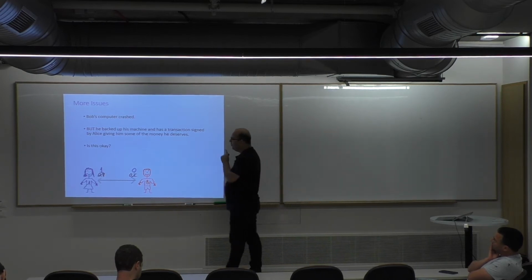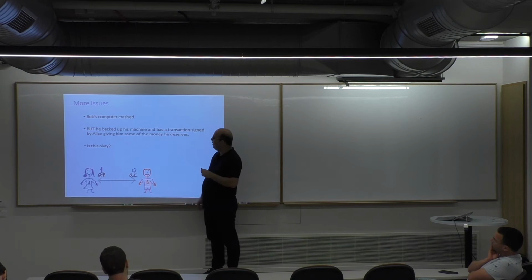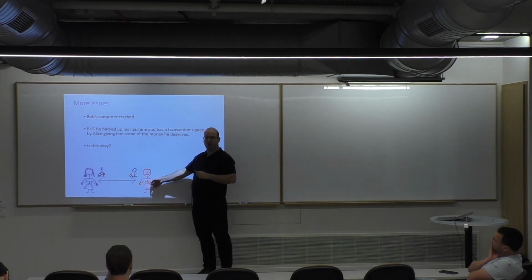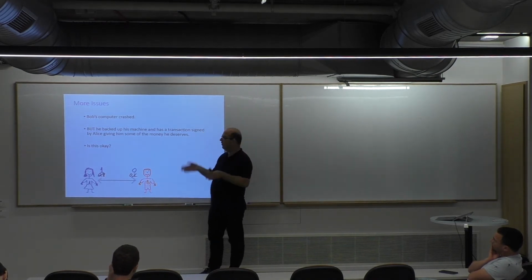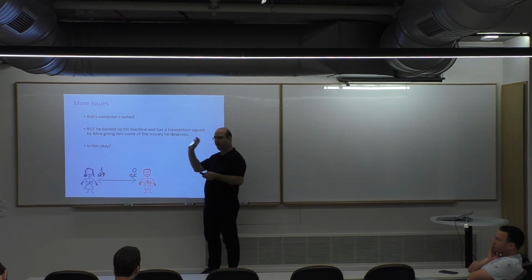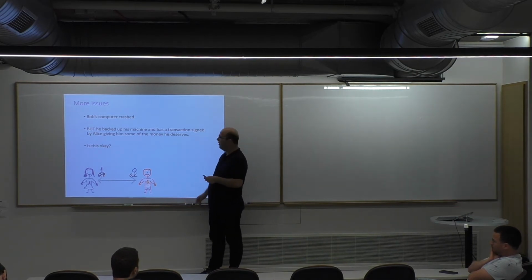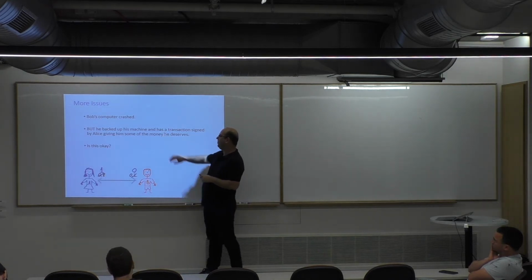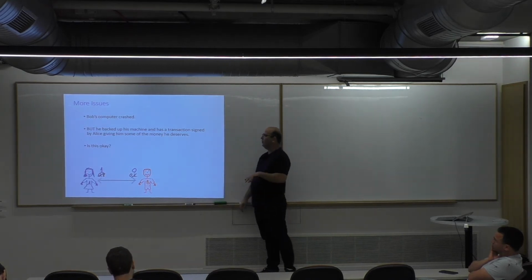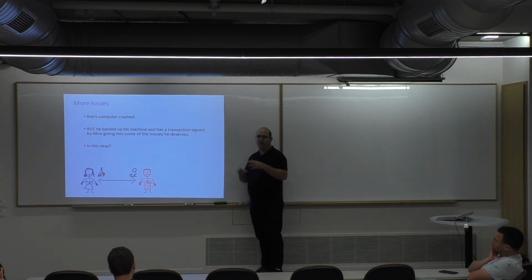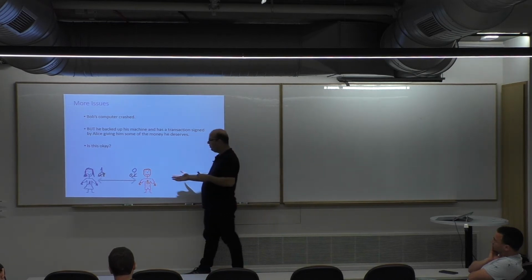Some more issues are interesting. Let's assume that Bob's computer crashed. Right, or his phone, maybe you drop it into the toilet or something by mistake. All the data there is gone. But luckily, Bob backed up his machine, and he has some transaction signed by Alice that gives him the money, right? So is this okay?